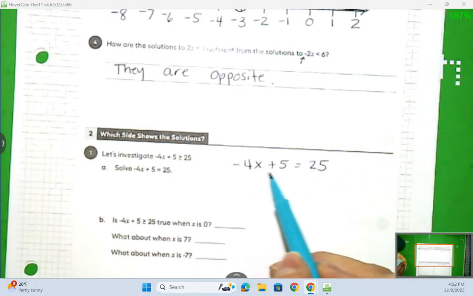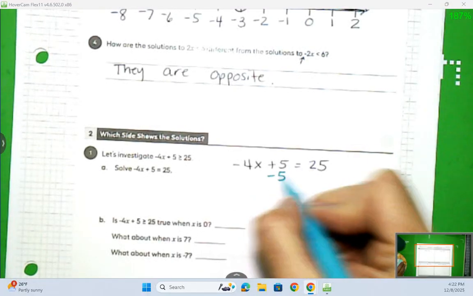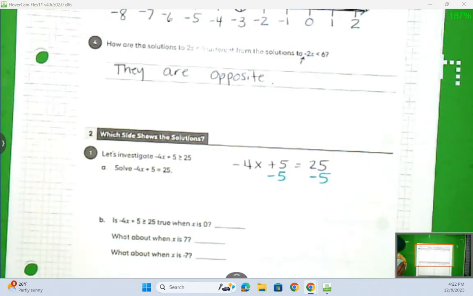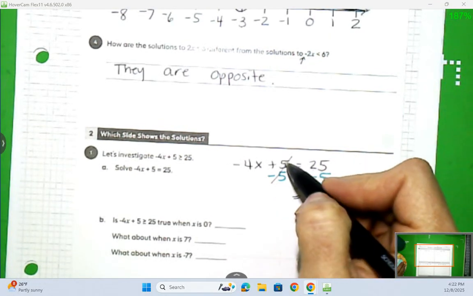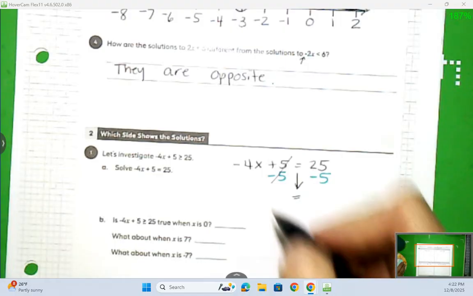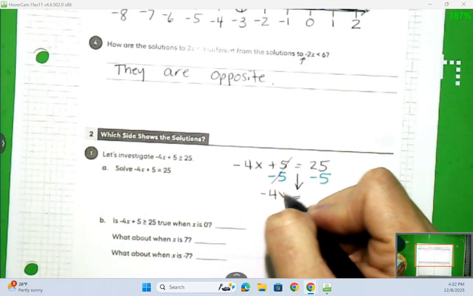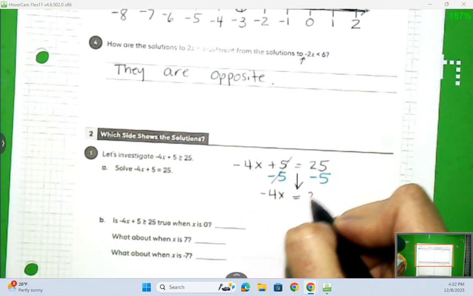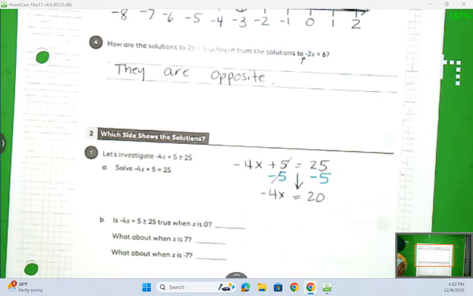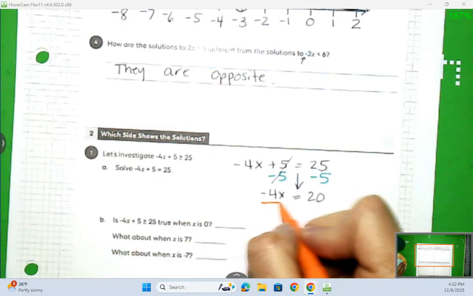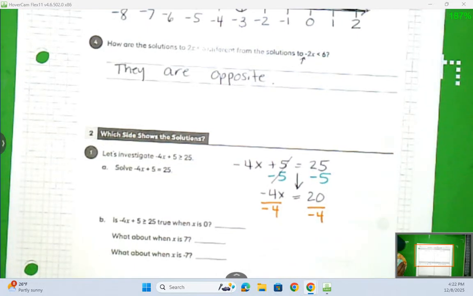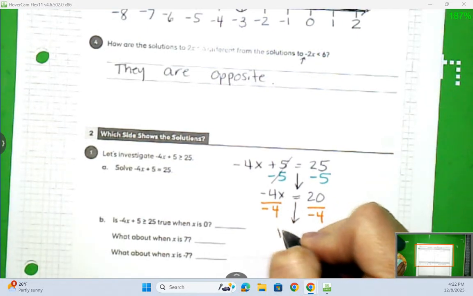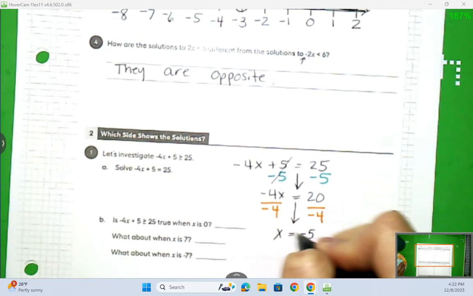Furthest away from x on that same side is a plus 5, so we're going to subtract 5 on both sides. Then we get a 0 pair here for our plus and minus. So we're going to bring down our -4x, and then 25 minus 5 is 20. Our next step is to do the multiplicative inverse. X is being multiplied by -4, so we're going to divide both sides by -4. And x equals -5.